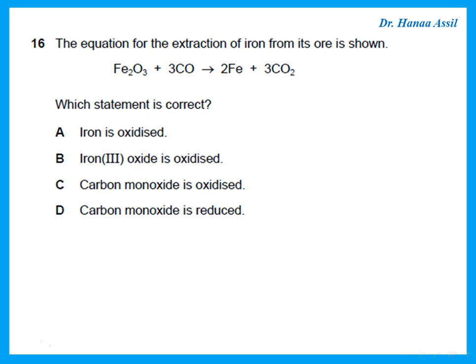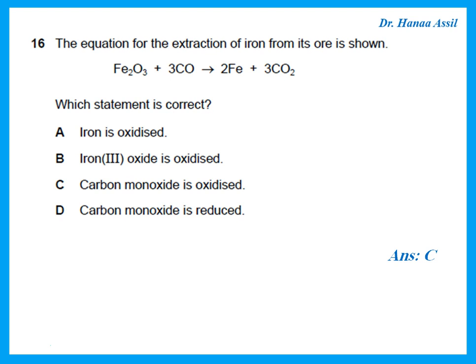The equation for the extraction of iron from its ore is shown. Which statement is correct from this reaction? He's saying iron is oxidized? No. Fe2O3 changed into Fe. That means it actually lost oxygen. Iron 3 oxide is oxidized? No. Oxidized means gain of oxygen. The one before the arrow did not gain oxygen to form what is after the arrow. Carbon monoxide is oxidized? Yes.